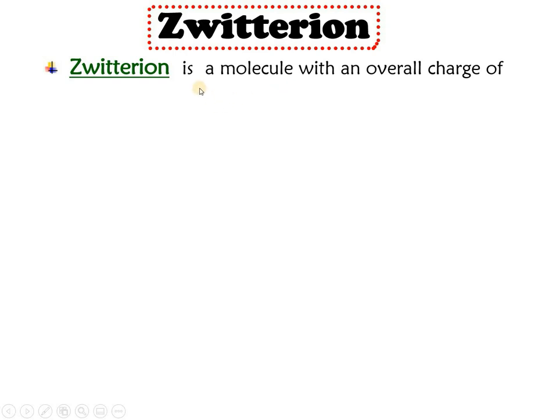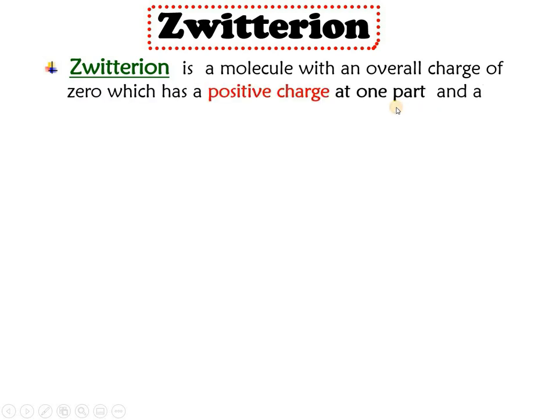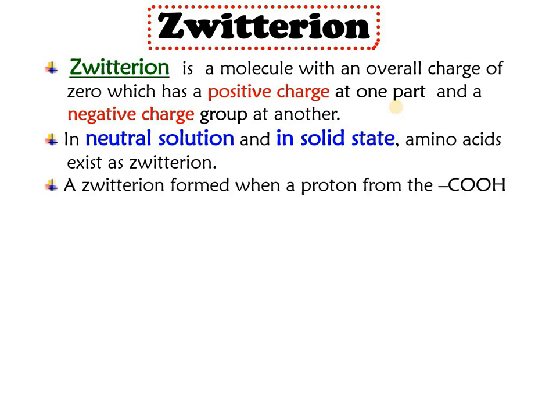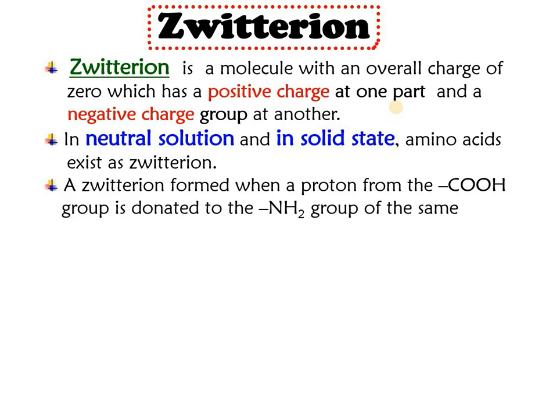A zwitterion is a molecule with an overall charge of 0, which has a positive charge at one part and a negative charge group at another. In neutral solution and in a solid state, amino acids exist as zwitterions. A zwitterion forms when a proton from the COOH group is donated to the NH2 group of the same molecule.